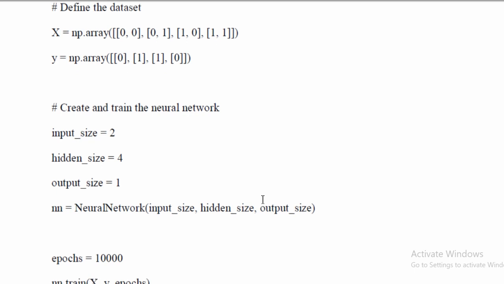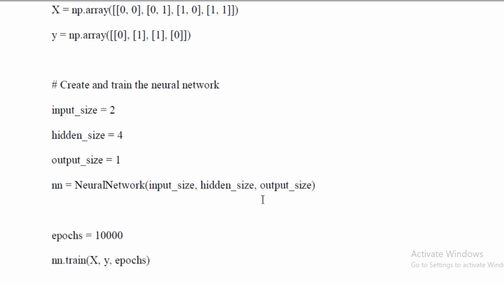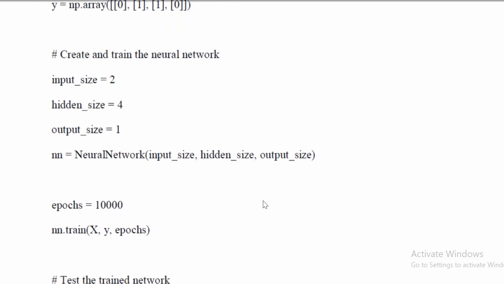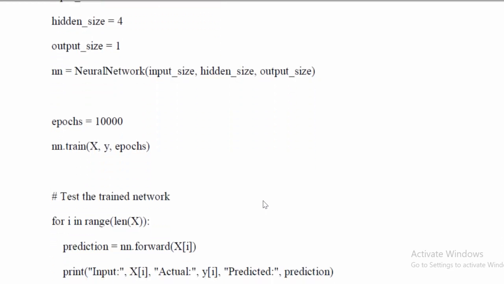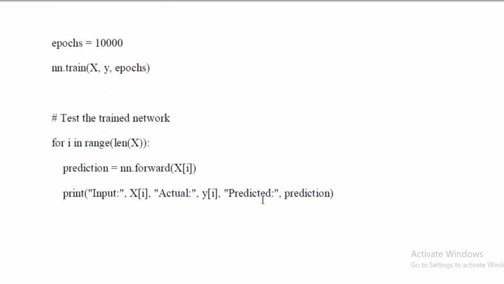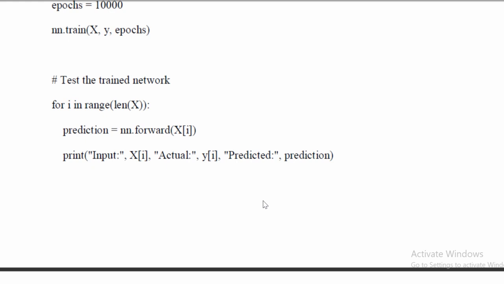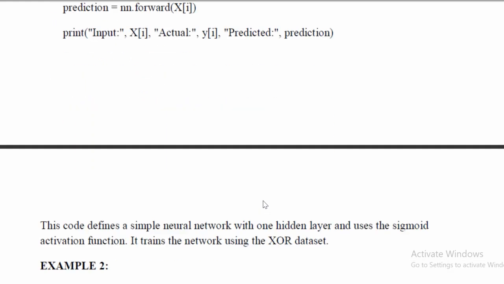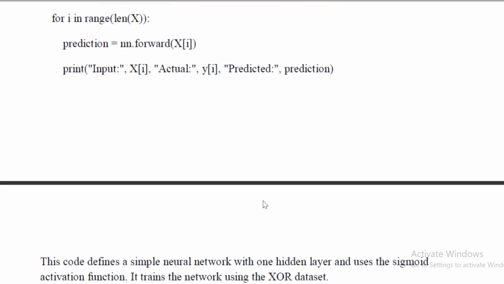Now, creating and training a neural network, I am just randomly initializing few input sizes and hidden sizes and output sizes, and I am creating a neural network. I have fixed my epochs to 10,000, and that's what I do. Within the length of my input x, I perform forward pass, and the results I store in a variable called prediction, and then I try to print them up. So this is what I am going to do, and stop it over here.